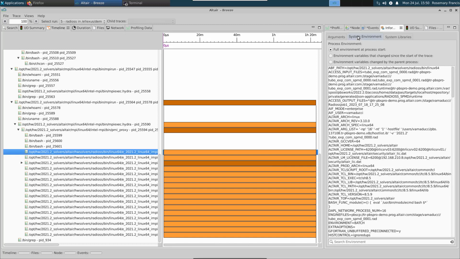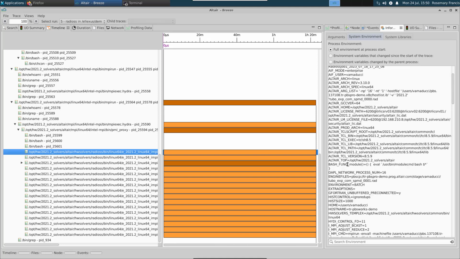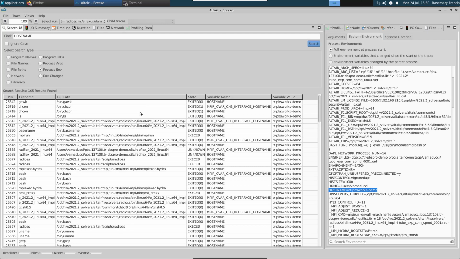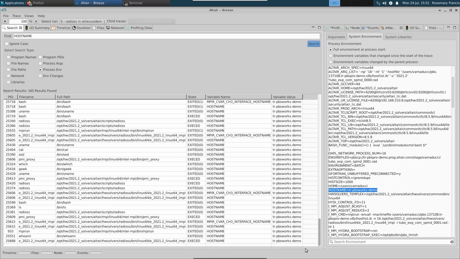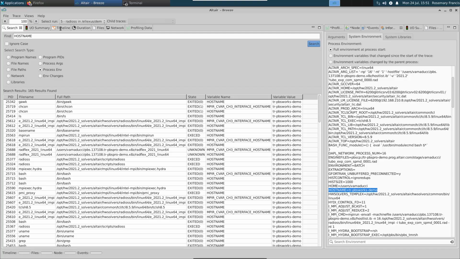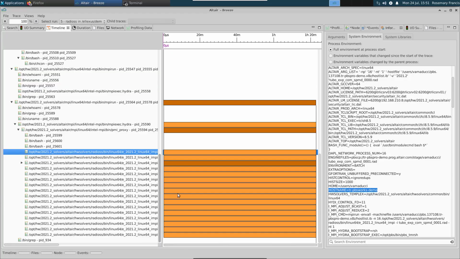I can check which machine it ran on by looking at the host name in the environment. Here you can see the name of the machine. I can check that that's the same across the whole trace by searching here. Here you can see all instances of the hostname variable, and you can see the name is the same every time. So we've verified that this application has 16 ranks and is running on one machine.